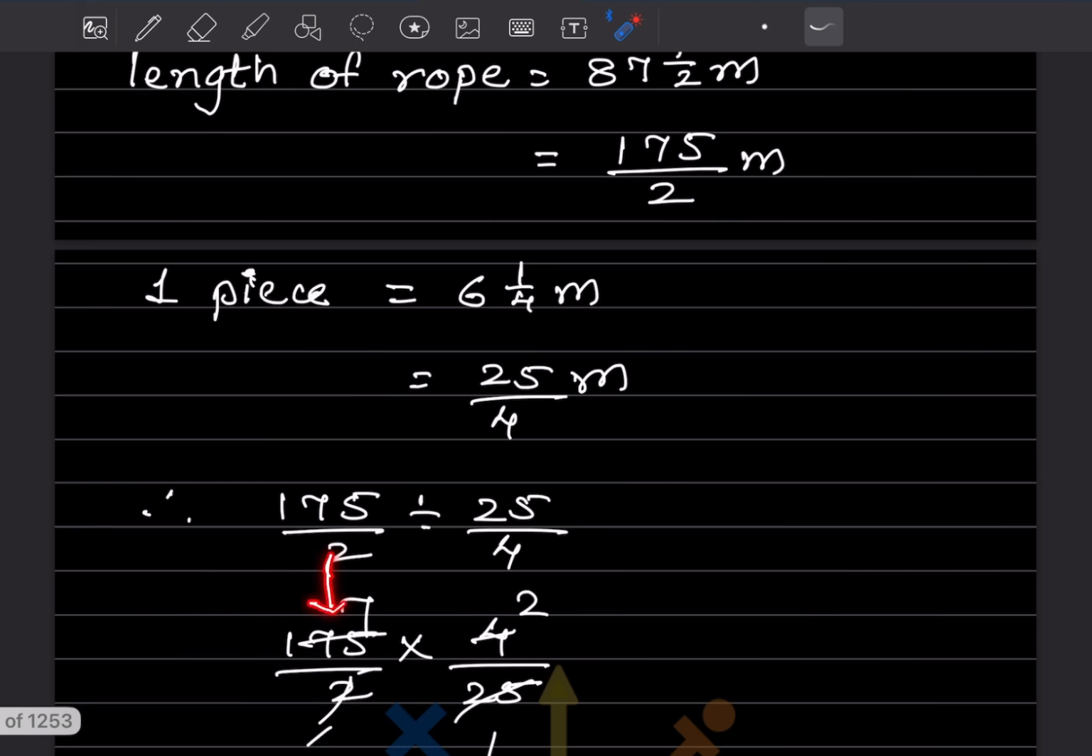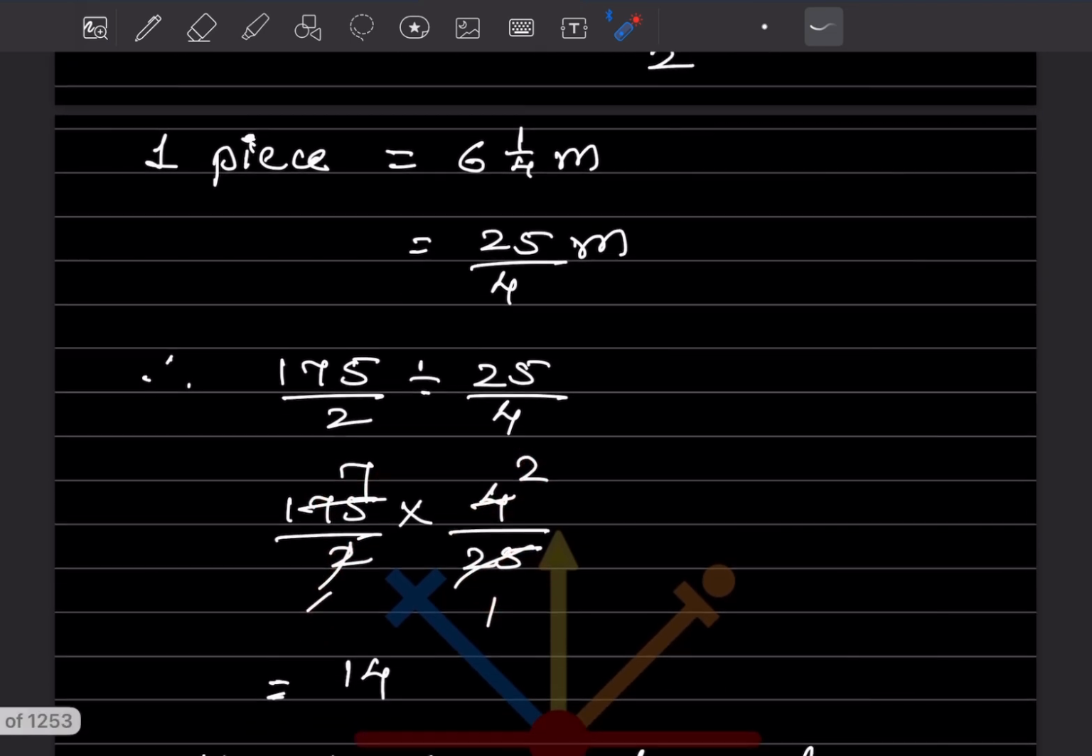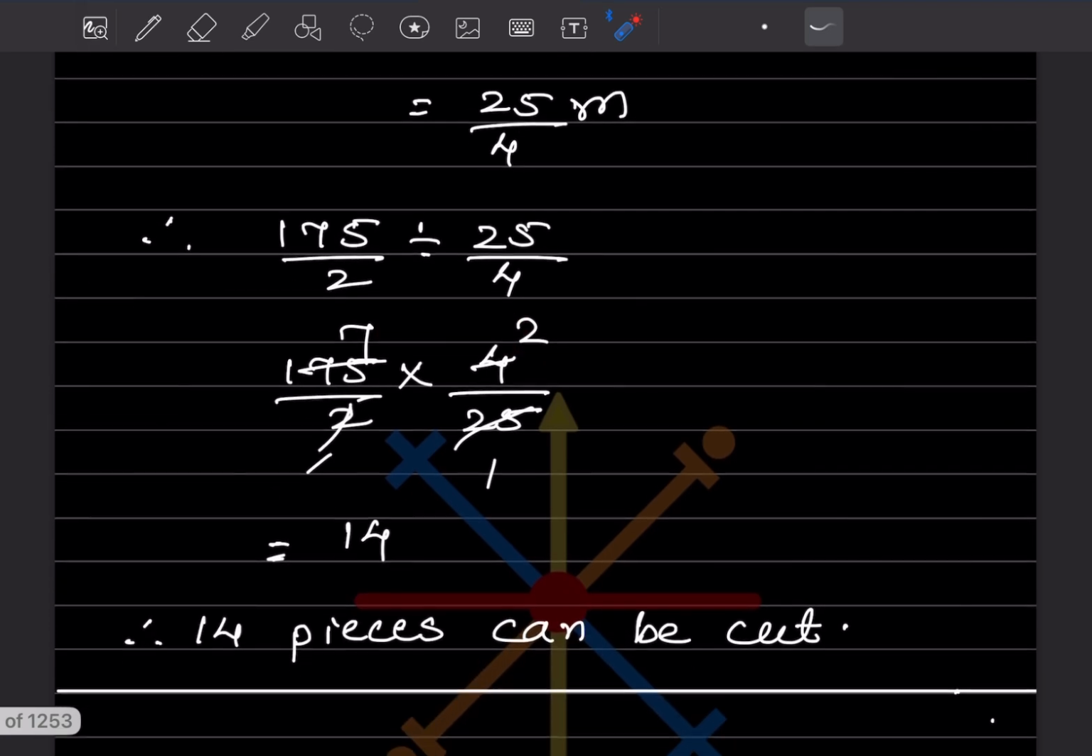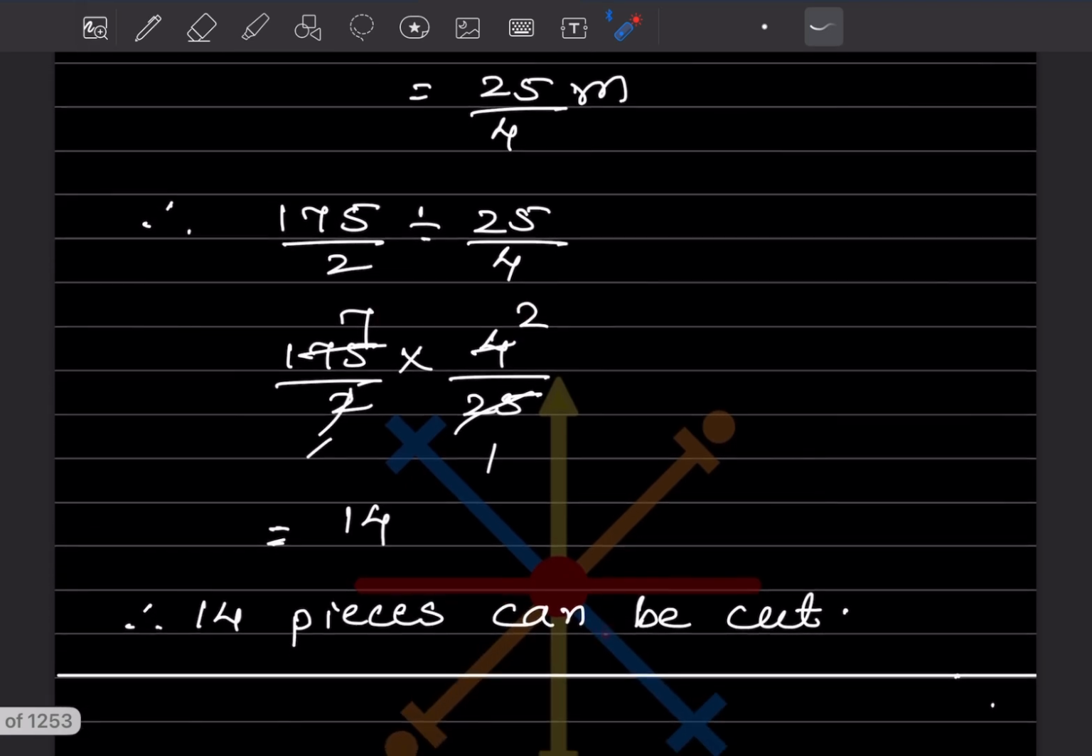So now this will be as it is, this will be multiplication, and this will get flipped over. So that will be 4 by 25. So this will be 2, and 25 ones are 25, 25 sevens are 175. So 7 twos are 14. So we can say therefore 14 pieces can be cut.